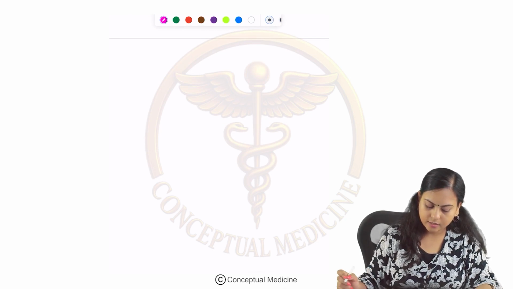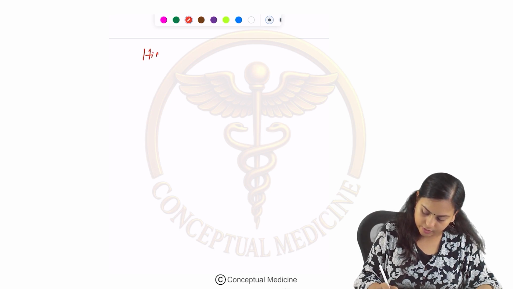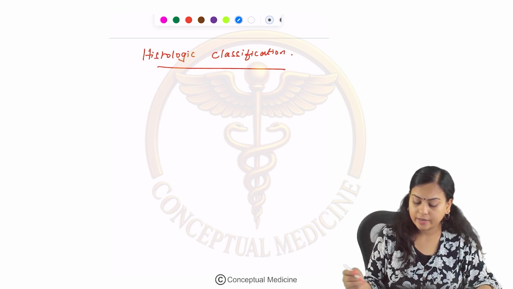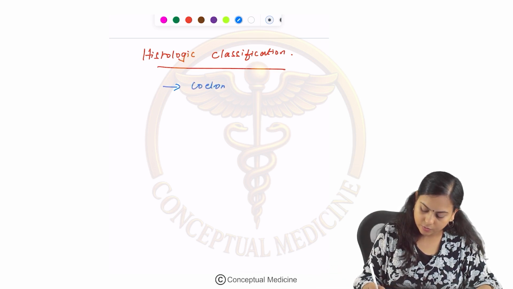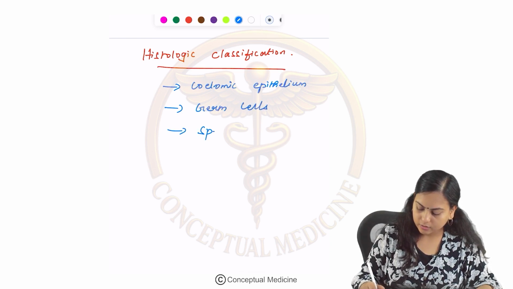Now let's discuss the histologic classification of ovarian neoplasm, right? So when we discuss the histologic classification of ovarian neoplasm, the neoplasm can be either derived from coelomic epithelium of the ovary, or it could have been derived from germ cells, right? And also there is a chance that it can be arising from the specialized gonadal stroma.